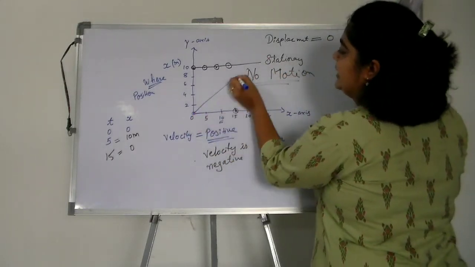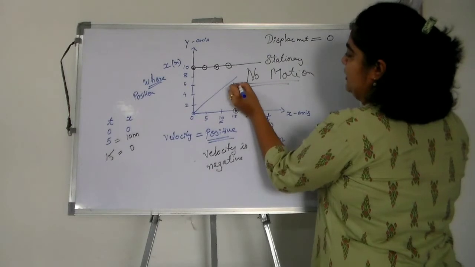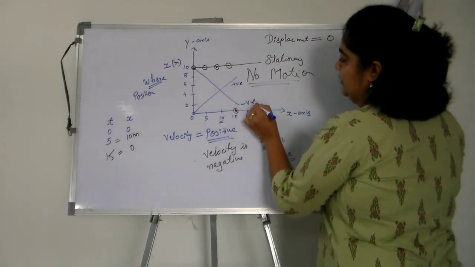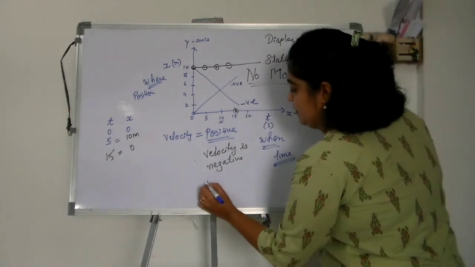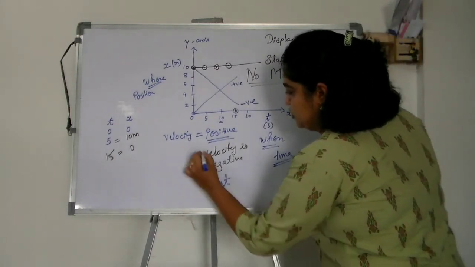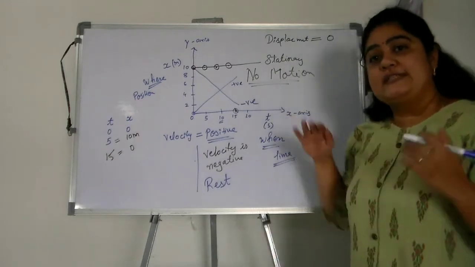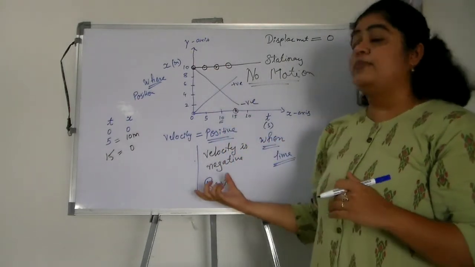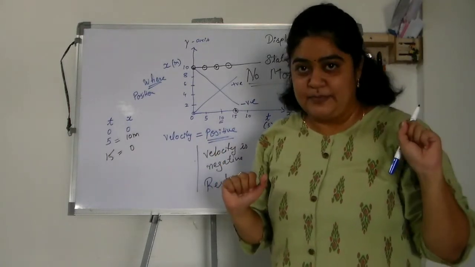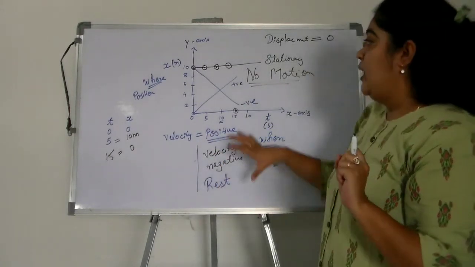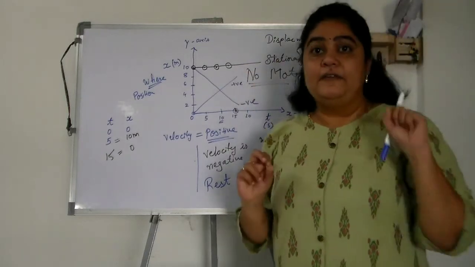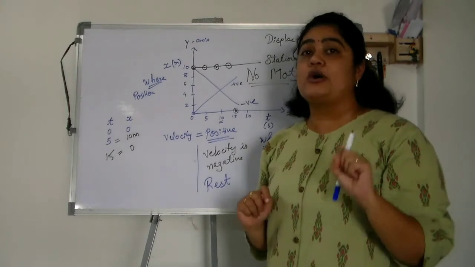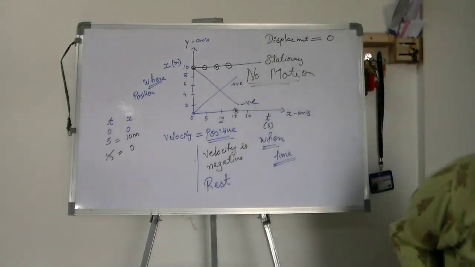In this case, it was a positive velocity. In this case, it was a negative velocity, and we have rest. So three phenomena: the velocity is increasing, the velocity is decreasing, and the object is at rest. Is it clear? Okay. Now using this graph, we will try to understand another term that we had learned, which was acceleration.